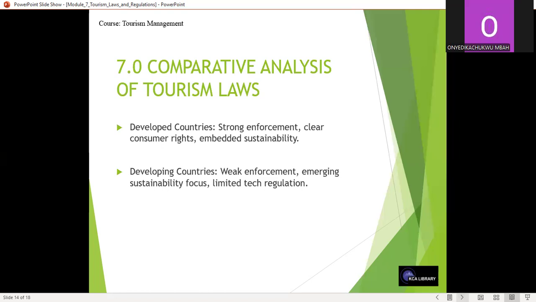Now we have a comparative analysis of tourism law. For developed countries, we have things like strong enforcement, clear consumer rights, and embedded sustainability. But for developing countries, that is countries that are still developing and not fully developed, we have things like weak enforcement, just like what we're facing in Nigeria, an emerging sustainability focus, and limited tech regulations.